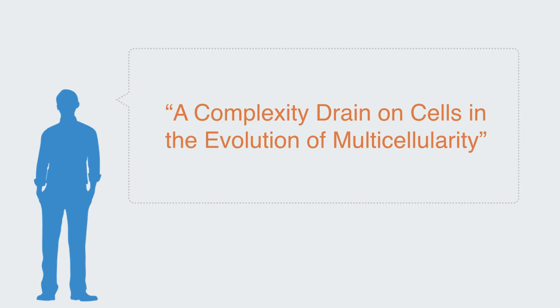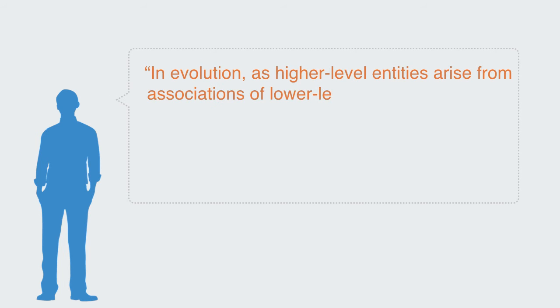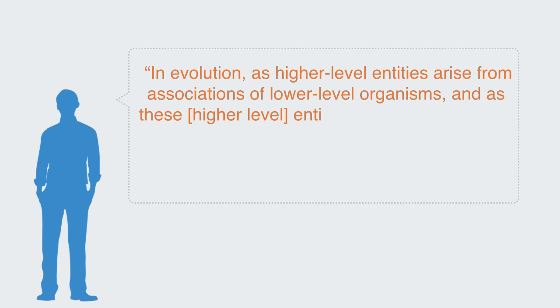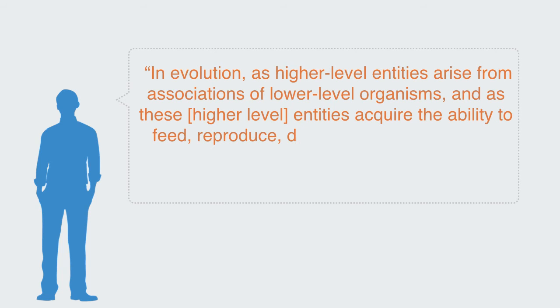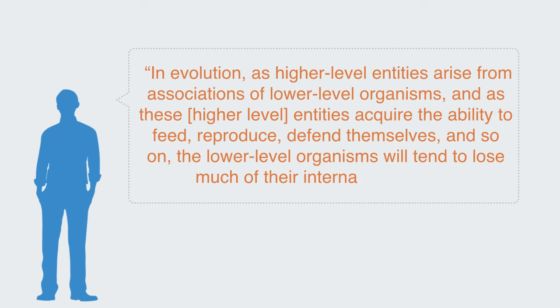describes this process in living organisms as such. In evolution, as high-level entities arise from associations of lower-level organisms, and as these higher-level entities acquire the ability to feed, reproduce, defend themselves, and so on, the lower-level organisms will tend to lose much of their internal complexity.